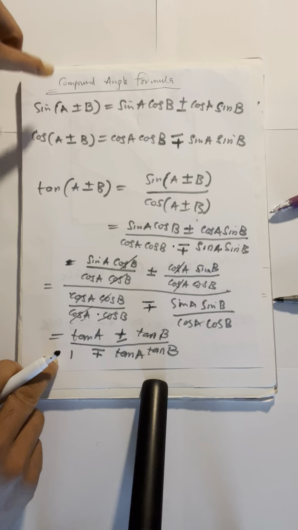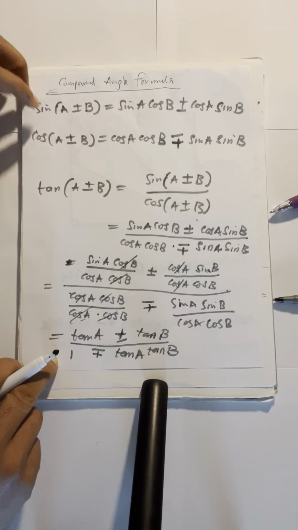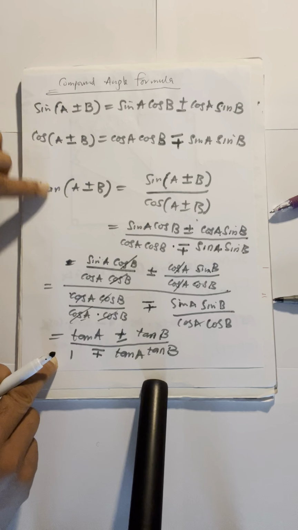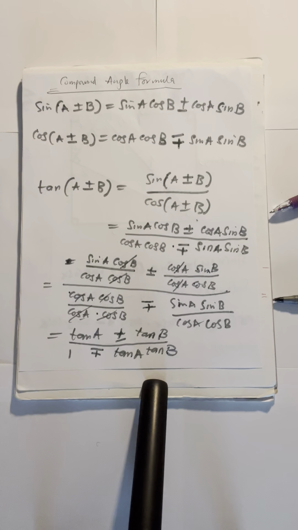So these are the compound angle formulas or compound angle identities: the sine of compound angle identity, the cos of compound angle identity, and the tan of compound angle identity. So that's the end of this lesson.